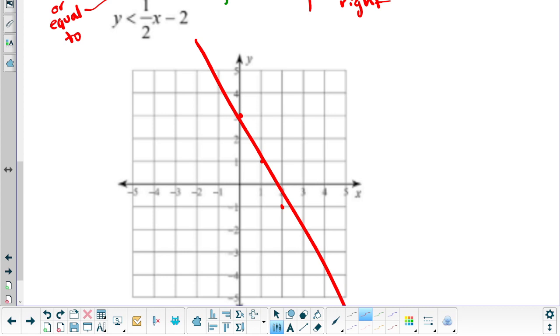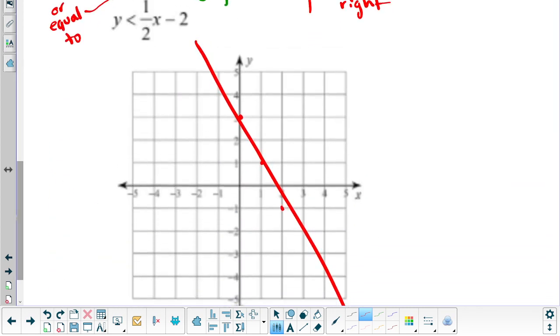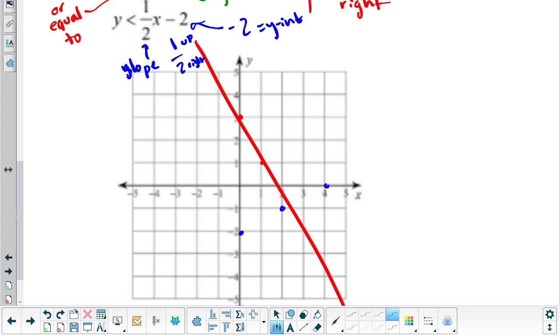This bottom equation is almost the same as what we just did, except it's at -2. And so this is the slope. It's up 1 over 2, or up 1 right 2. And then this equation has a y-intercept of -2. So I start at -2 and I go up 1 over 2, up 1 over 2.